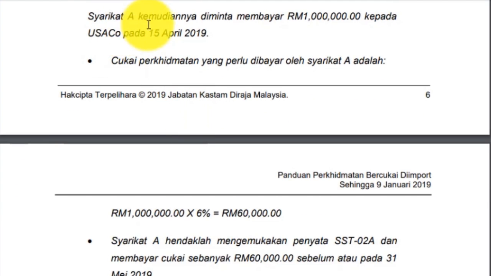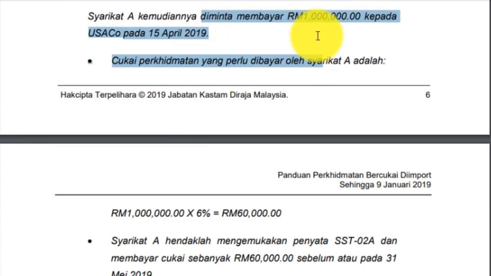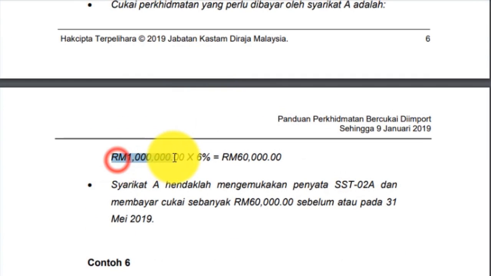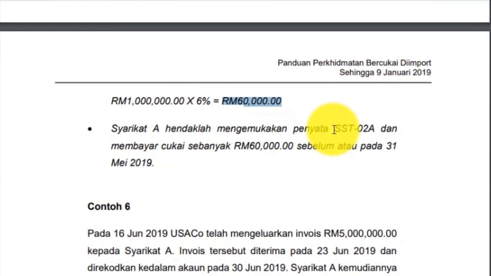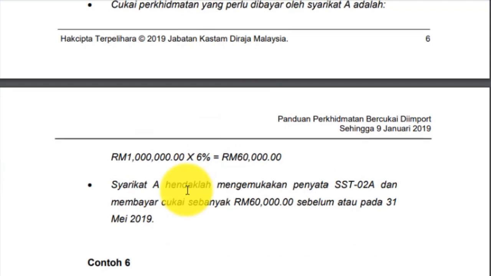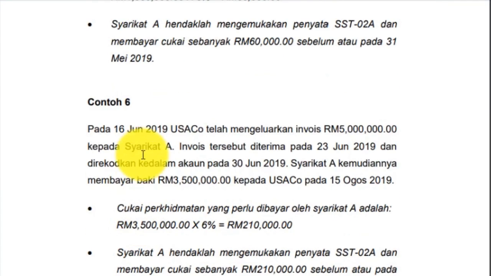Secondly, company A is then asked to pay 1 million to the US company on 15th of April. So you need to use the 1 million multiplied by 6%, then you get 60,000. Company A needs to use the SST-02A form and pay the 60,000 before 31st of May 2019. Why 31st? Because this happened in April, then the last day of the next month will be 31st of May. Now, continue.